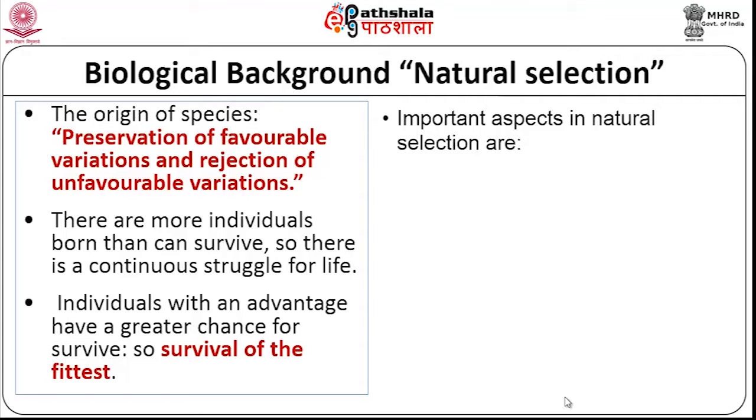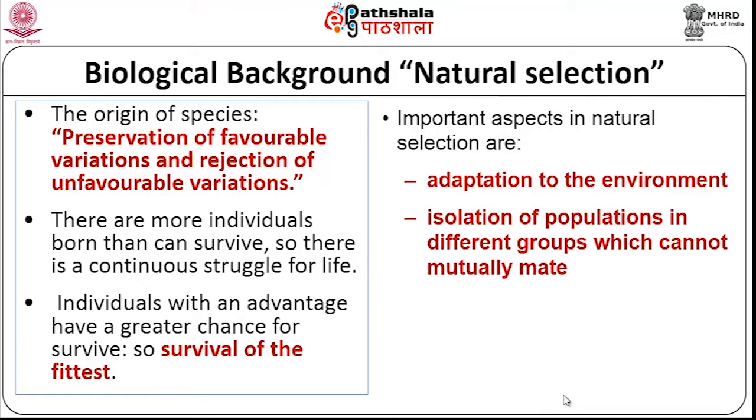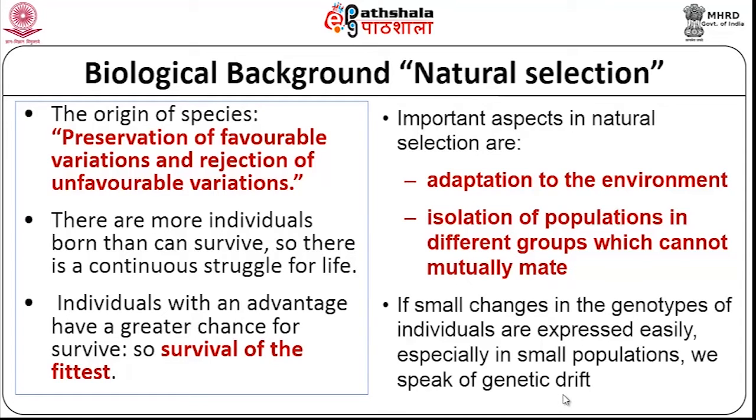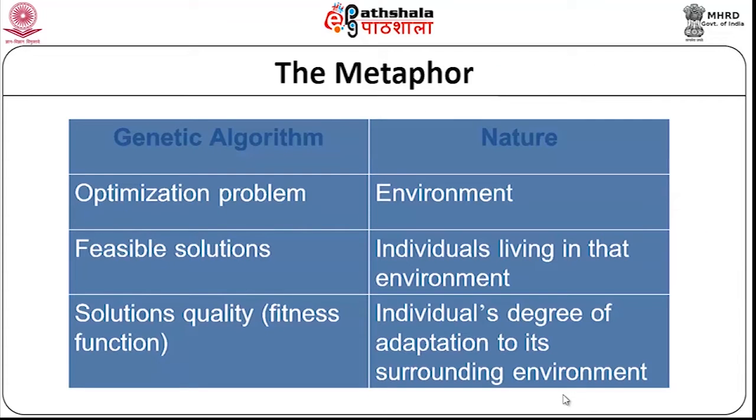An important aspect in natural selection is adaptation to the environment. We want the selection to occur in such a way that there is adaptation to the environment and isolation of populations into different groups. There should be groups formed which cannot mutually mate. That also is an important aspect of natural selection. If small changes in the genotypes of individuals are expressed easily, especially in a small population, then we talk about genetic drift. So, that is about natural selection.